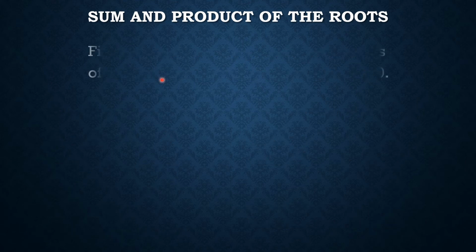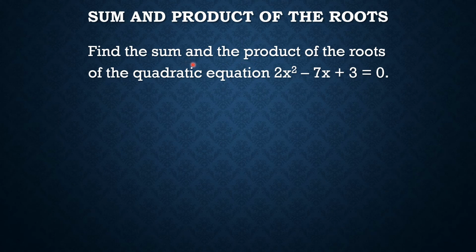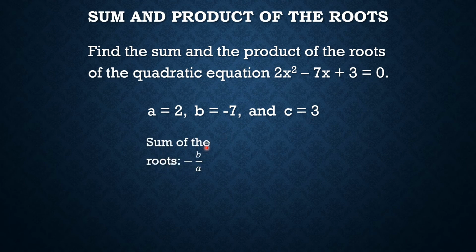Another example, let's say find the sum and the product of the roots of the quadratic equation 2x squared minus 7x plus 3 equals 0. So first, identify the values of A, B, and C. A equals 2, B equals negative 7, and C equals 3. By using the formula for the sum of the roots, we have negative B over A. Take note of the sign. We have negative here, and then our value for B is negative, and then our value for A is 2. So by simplifying this, we have 7 over 2. So therefore, the sum of the roots of the quadratic equation is 7 over 2.